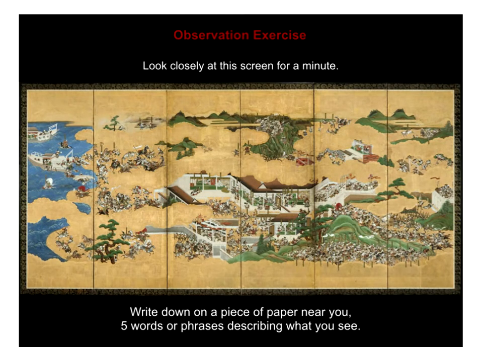So the first thing I would like you to do is just get a pencil or pen and a piece of scratch paper and take a look at this screen. And I know it's not easy to see all the details. That's totally okay. So what I'd like you to do is write down 5 words or phrases describing what you see. So take a moment to gather a piece of paper and a pencil, and then we'll look for about 30 seconds and just write down 5 words or phrases to describe what you see.